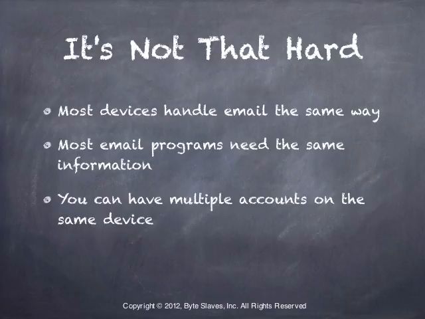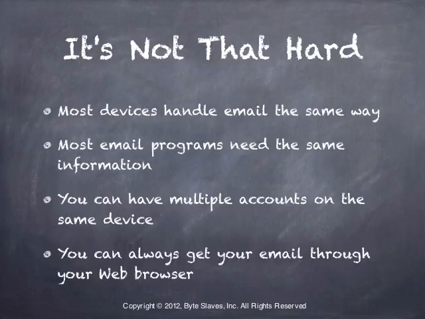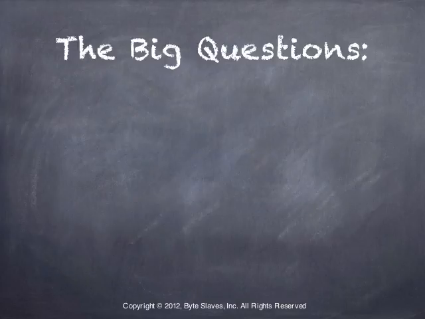And if you've got something like a phone or a tablet that you're going to be using on the run, you can have multiple accounts on the same device. This works for your home computer or laptop computer as well. And if you're without a device, if you're on the road and you don't have anything with you, typically you can get to your email just using the internet.